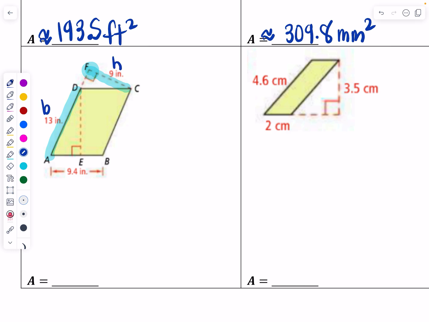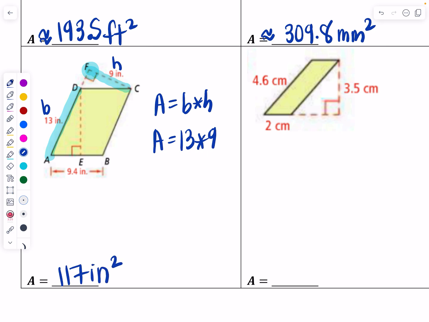This is the base height combo where it has both of them that I'm able to use to find the area. So base times height. Even though 9.4 was also a base, I had to use the 13 because it's the only one that corresponds to the height. So that's going to be area equals 13 times 9. What is 13 times 9? That is going to give us an area of 117 inches squared.